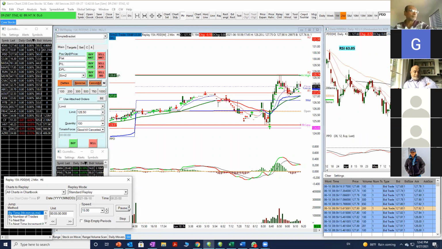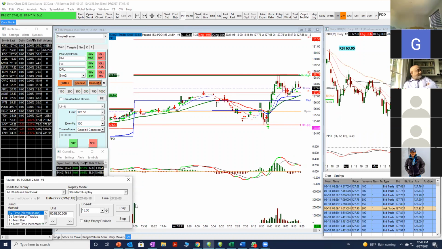Now we're not going to short it right now. Why? Because our moving averages are still positive. This is green line, this is green line, it's above VWAP. And PPO, although it's turning red, is still positive. So we're not going to short it right now. It's too risky.